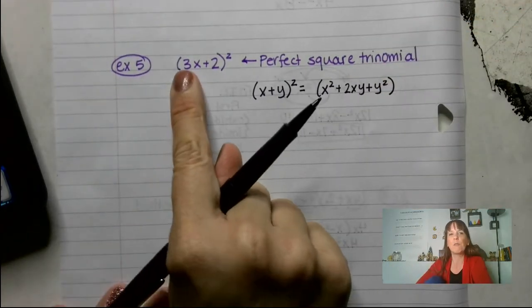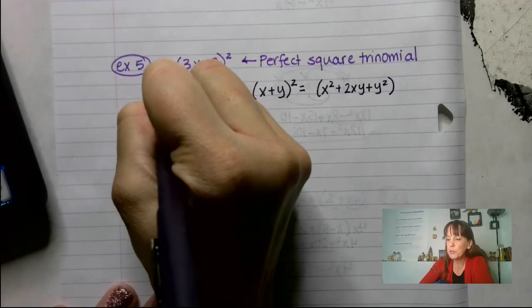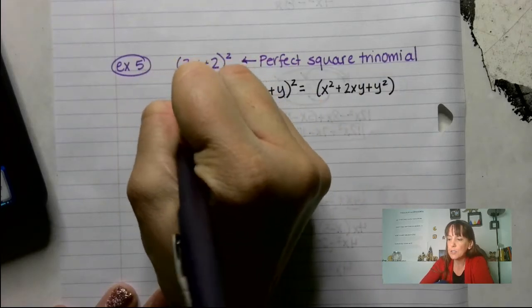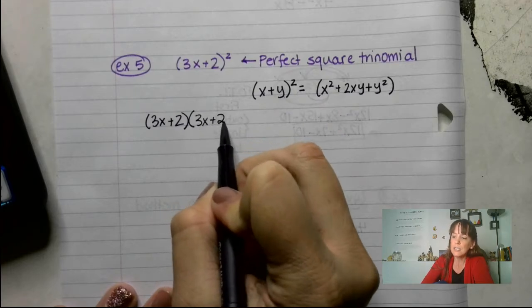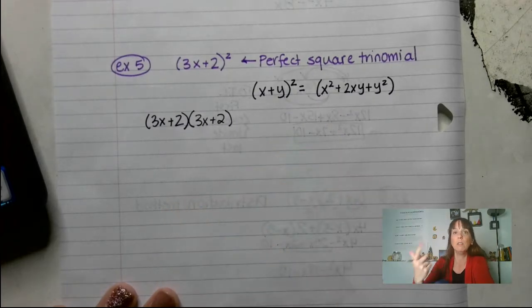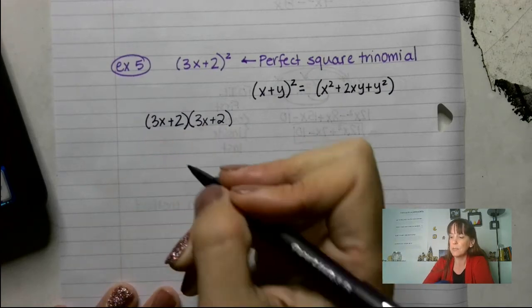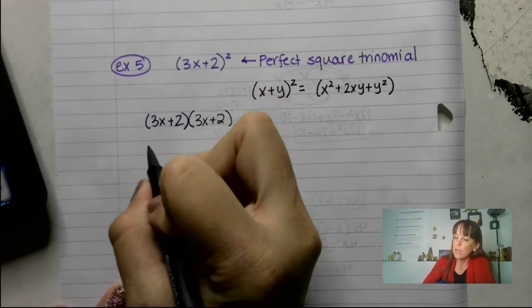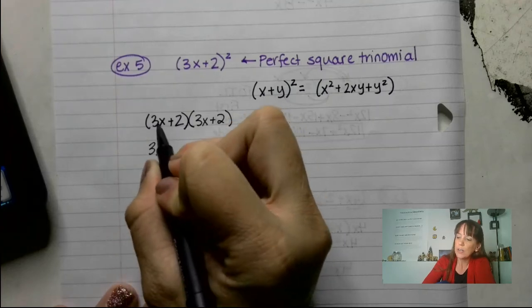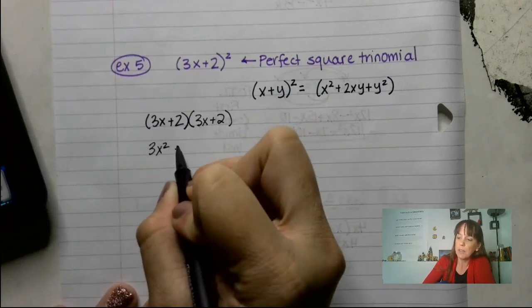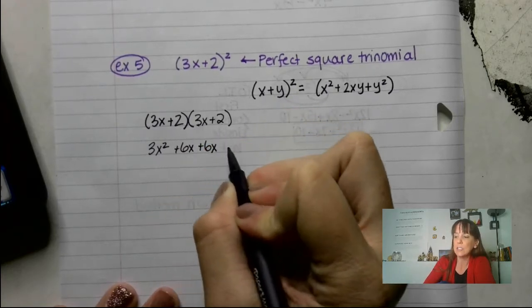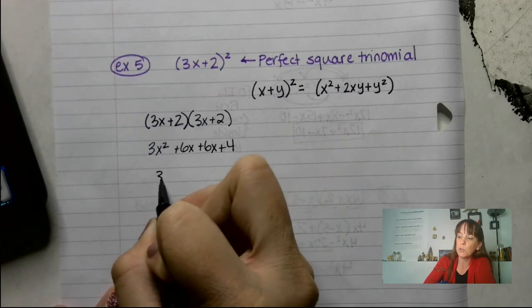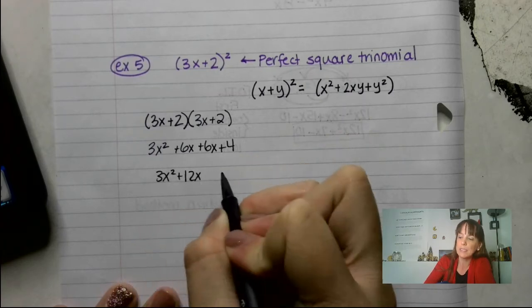Okay, now for this guy, I'm going to show you two different ways. 3x plus 2 squared, well, we know squared means write it again. So I could do this and I could use one of my three methods, FOIL, distribution, or the box method, and figure all this out, which would be, I'll use FOIL, 3x squared first, outside would be plus 6x, inside, repeat that, so it's plus 6x, and then the last one is plus 4. So I end up with 3x squared plus 12x plus 4.